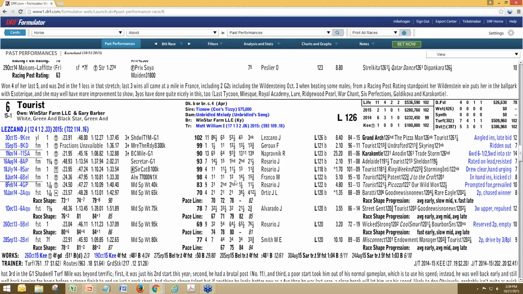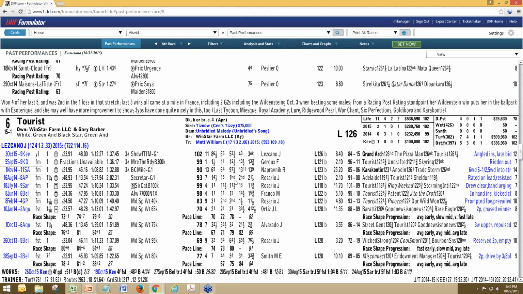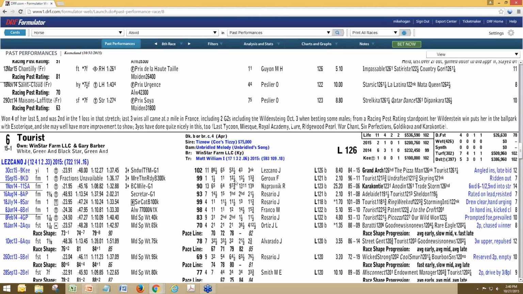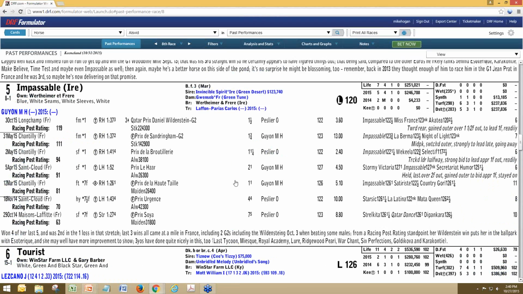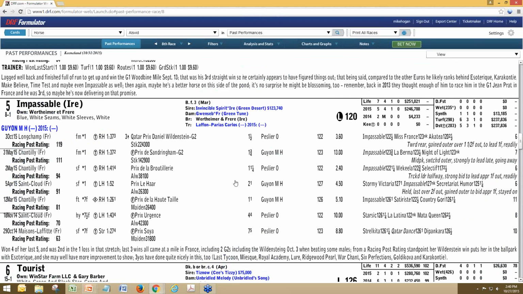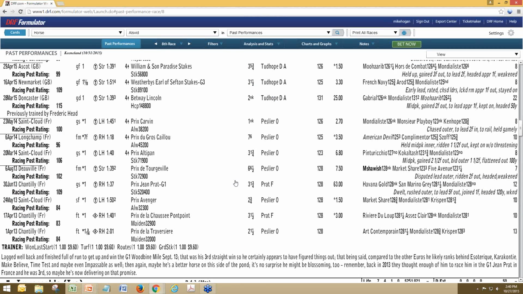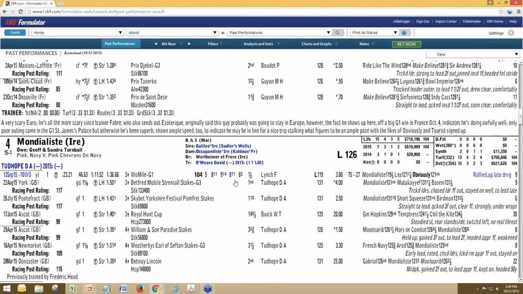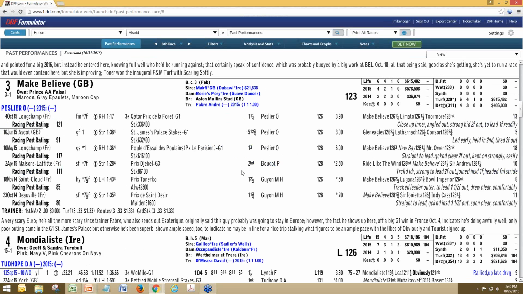And then the Europeans, some very good Europeans. Make Believe, I think, is probably the best of the Europeans. But I think from a pace perspective, Tepin and Tourist are really good plays, especially Tourist, if he's a nice price, to take against the Europeans in the mile, even though Make Believe is a very good horse.